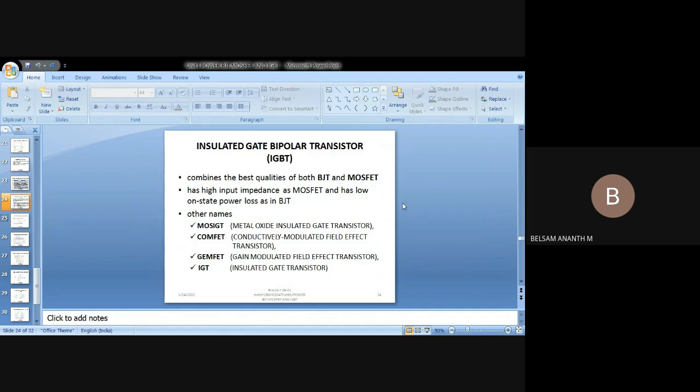This is another type of switch, a solid state switch. Maybe it combines the best qualities of the earlier two cases we discussed, BJT and MOSFET, and this device also has high input impedance and low on-state power loss. There are a lot of commercial names for the IGBT in the market.